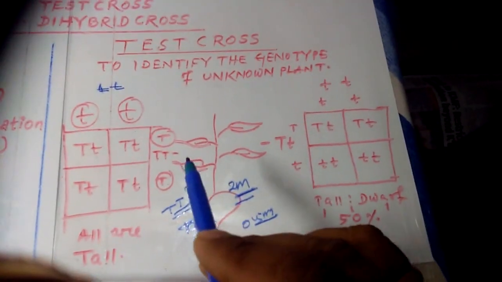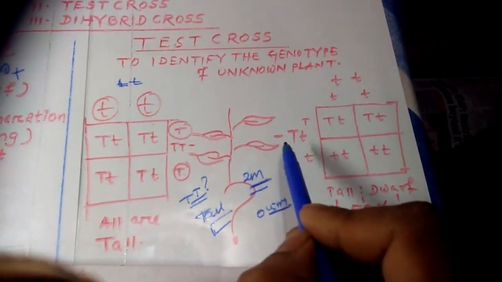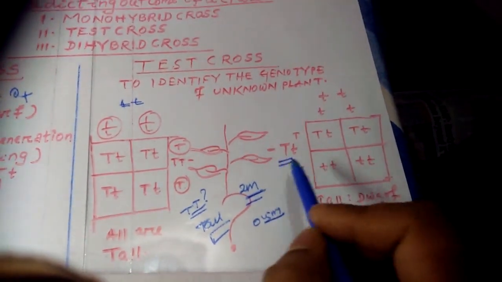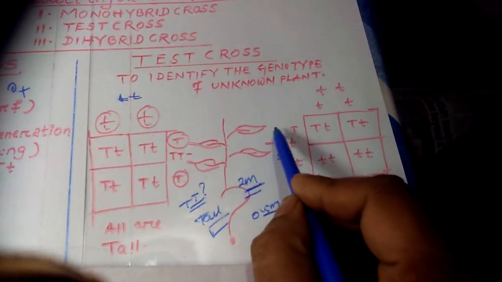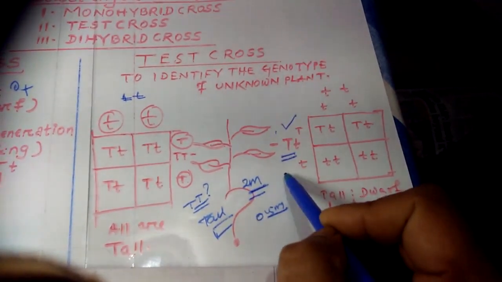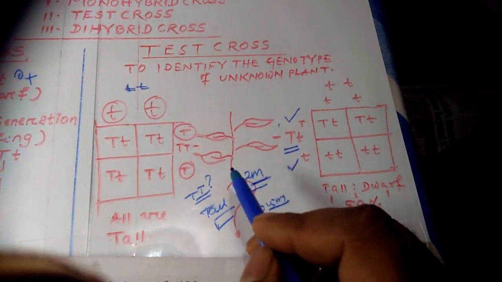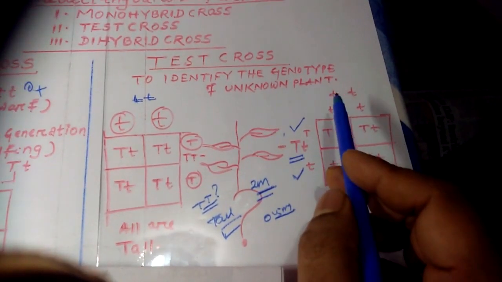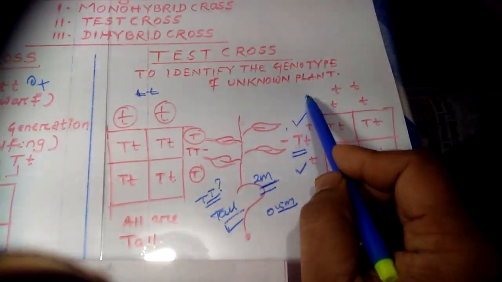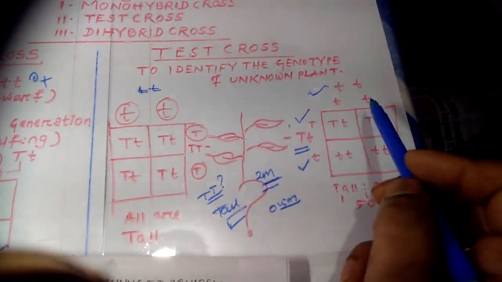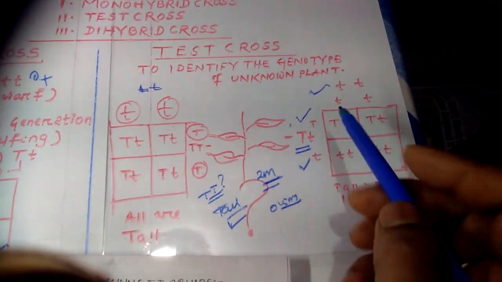In this case, if it has the genotype capital T small t, what types of gametes do you get? You will get two types of gametes: one is capital T, another one is small t. Gamete formation we have already seen in previous videos, you can refer to it. Now what is the genotype of the dwarf plant? That is small t small t, so you will get only one type of gamete, that is small t.